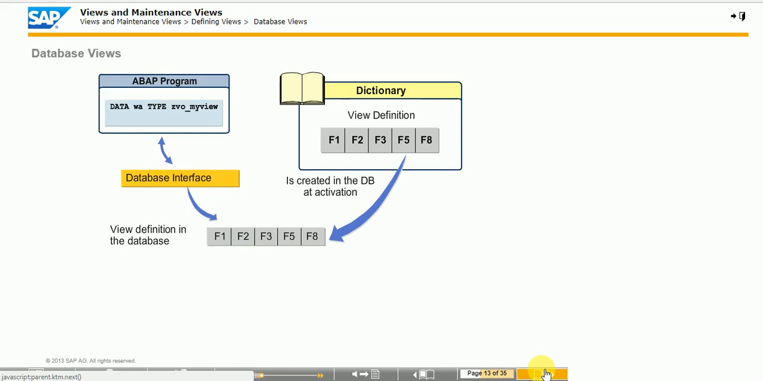As a view does not contain any data, this adjustment is made by deleting the old view definition and creating the view again in the ABAP dictionary with its new definition.